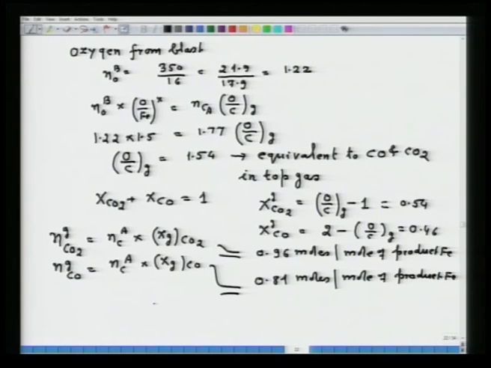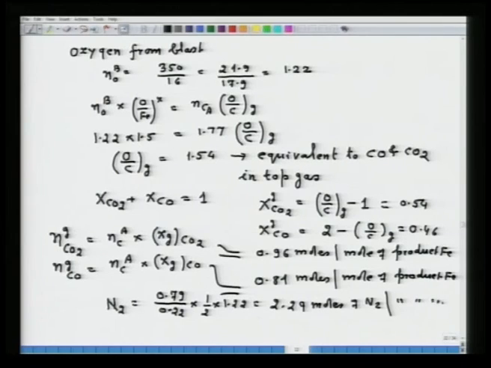Now, I can calculate nitrogen, that will be equal to 0.79 upon 0.22 into 1/2 into 1.22, that will be equal to 2.29 moles of nitrogen per mole of product iron.